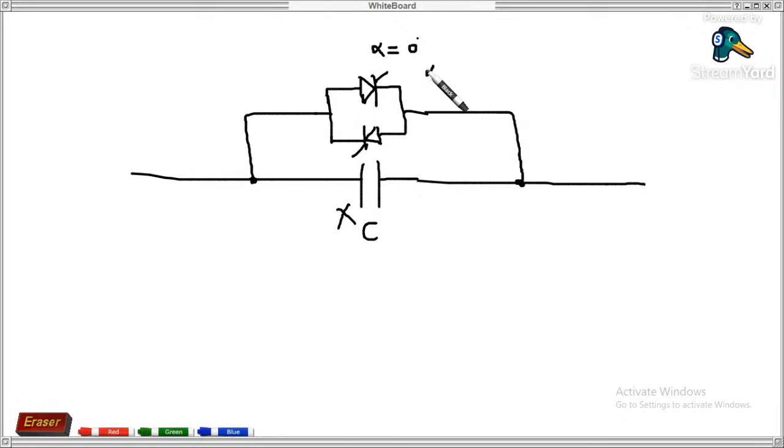Now similarly, if the firing angle is exactly 90 degree, it means this is working as a closed switch, it will bypass the capacitor. Now, in between 0 to 90 degree, that is the controlled capacitor, right? Zero conduction, full conduction, partial conduction.